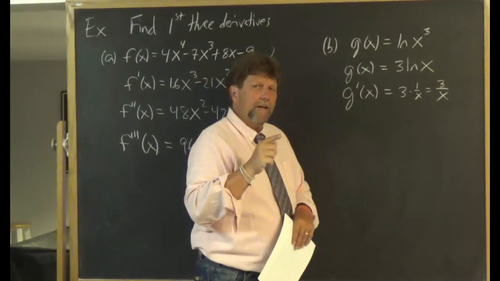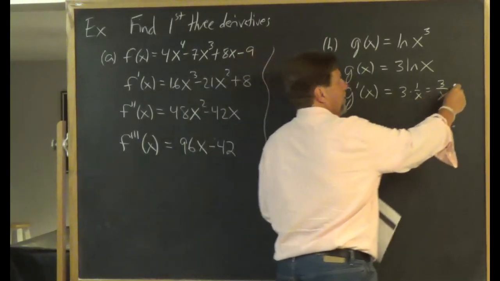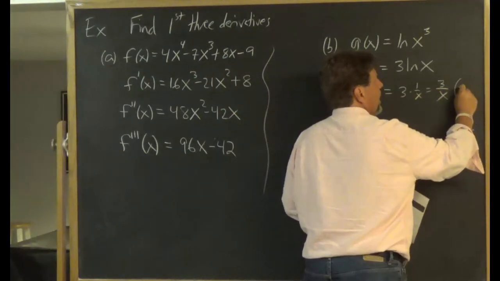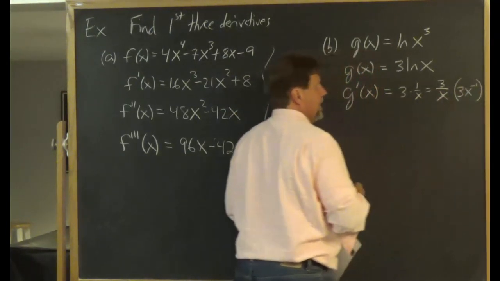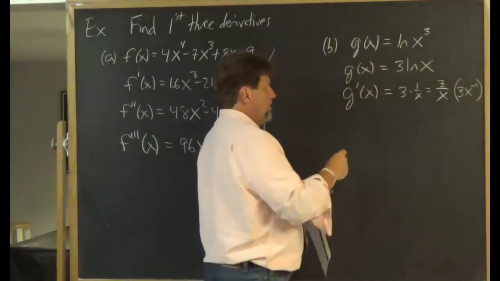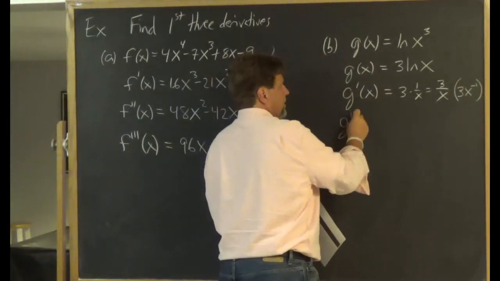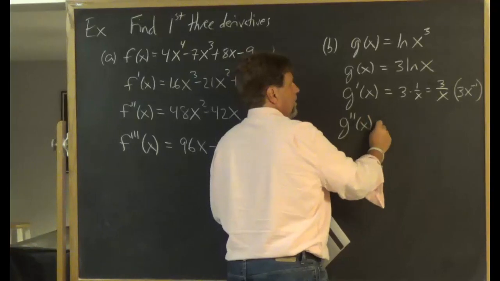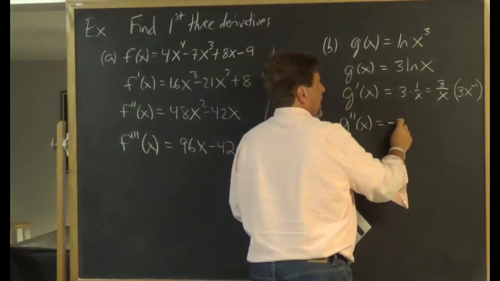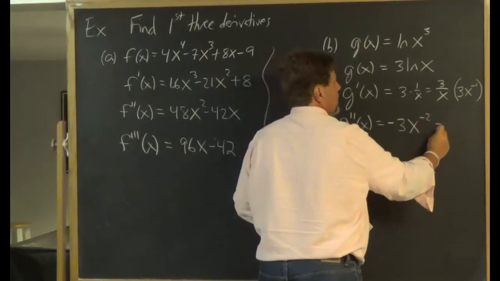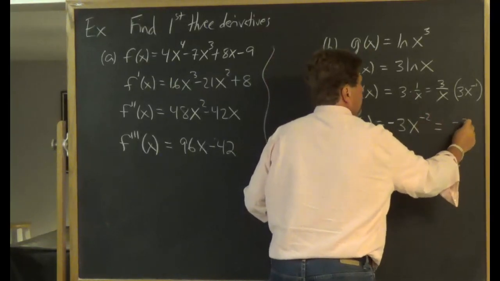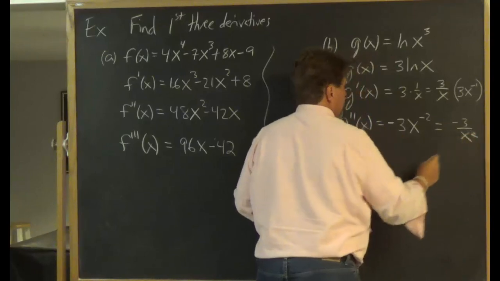Also keep in mind, I'm going to write that in parentheses right here, I can rewrite 3 over x as 3x to the negative first. And that actually helps me in getting the second derivative. That would make the second derivative negative 3x to the negative second, or negative 3 over x squared.